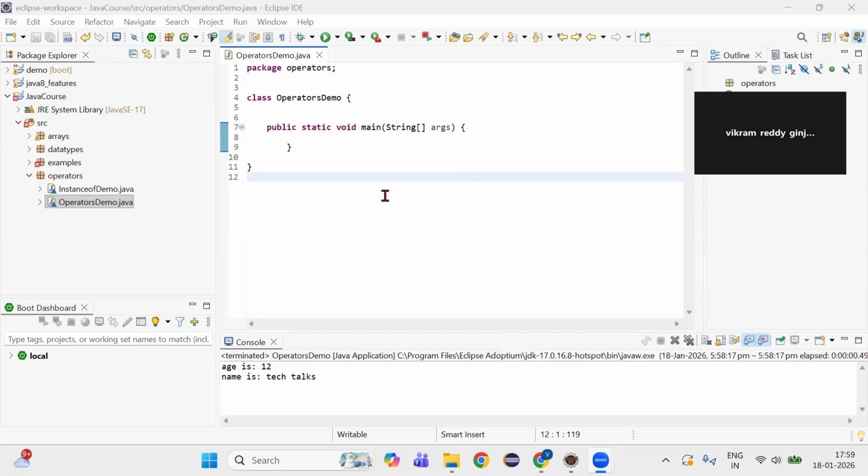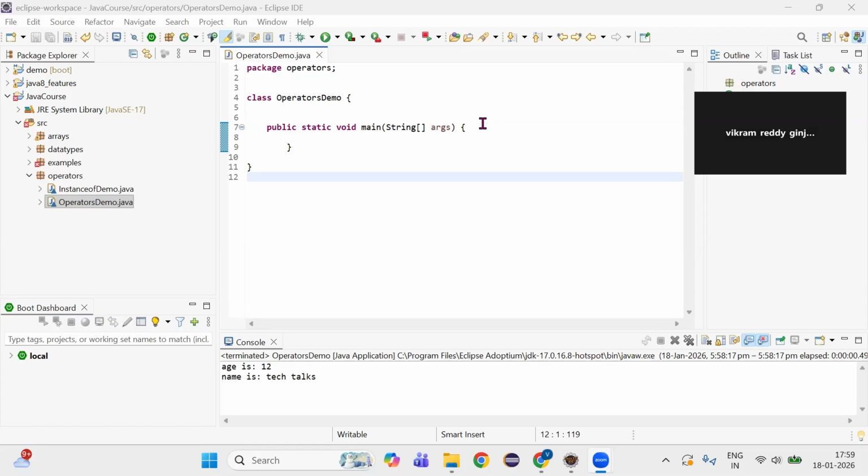So, in the last video, we discussed various data types present in the Java programming language. In this class, we are going to discuss operators in Java. So, what do we mean by operators? Operators are special symbols which will operate on the given operands and produce a result. They are just special symbols.